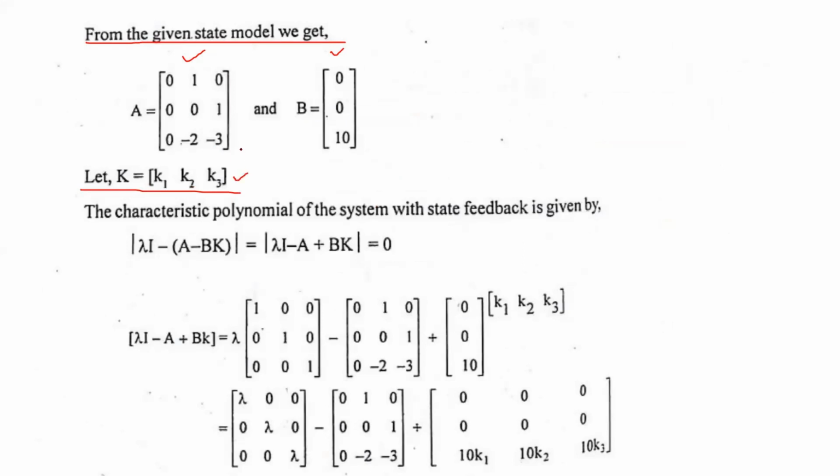It is always based on the matrix A. If it is a 3 by 3 matrix, the K value should be a 1 by 3 matrix, that is K1, K2 and K3. If it is a 2 by 2 matrix, the value of K should be K1 and K2 only. If it is a 4 by 4 matrix, there is one more K, that is K4, that should be there. So what is the first step we need to take?